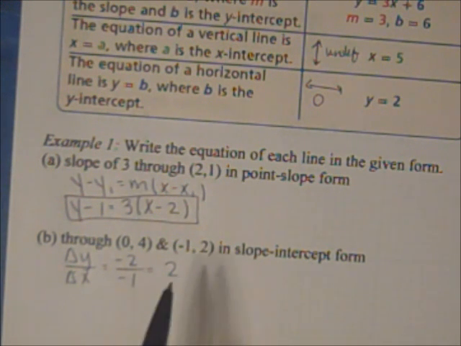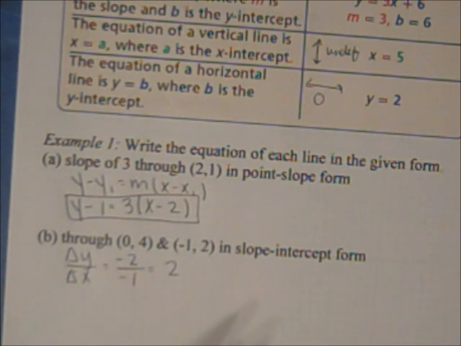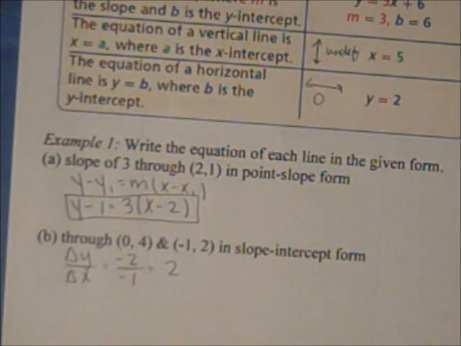Now, in most instances, you would take this slope and you would pick either point you would want to, plug it into point slope like we did here, and then solve it out like I was just talking about.